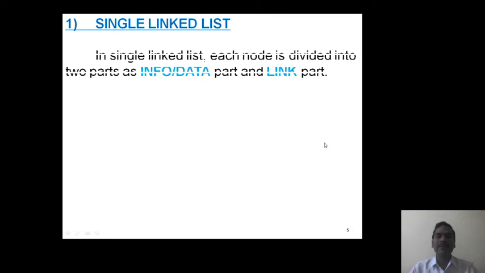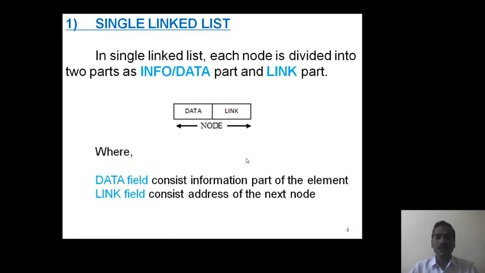The first one is the single linked list. The basic thing in the linked list concept is that every element is represented as a node. In the case of a single linked list, every node is divided into two parts: the info or data part and the link part. The data part stores the information part of the element. The link part stores the address of the next node.